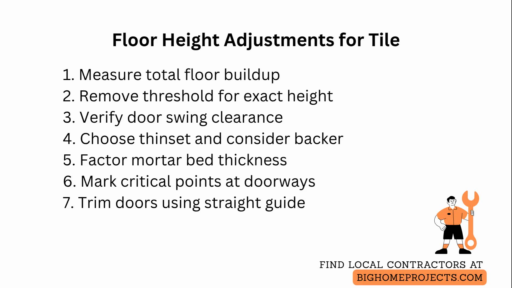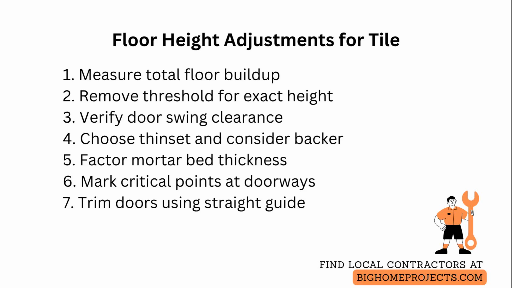If clearance is less than 1/4 inch, allow for trimming or plan to raise adjacent surfaces. When planning, choose thinset and tile thickness that meet your transition needs, and consider uncoupling membranes or cement backer boards that add height. Factor mortar bed thickness when using a mud bed, which can add substantial height and require more aggressive adjustments. Use a consistent method to measure across the entire room to avoid uneven transitions and mark critical points at doorways and thresholds before setting tile.